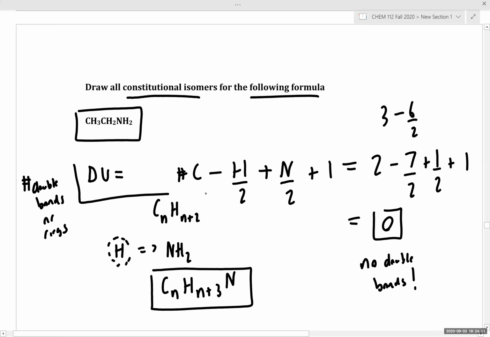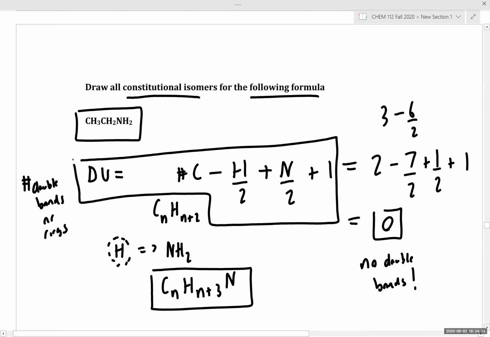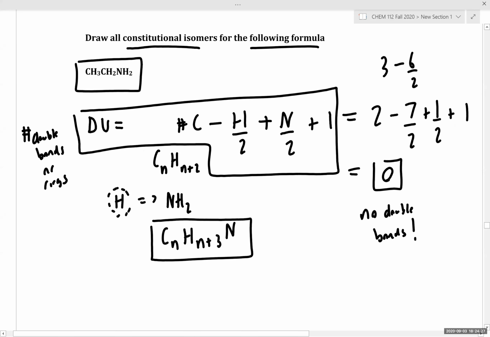So this is a formula that you'll want to be familiar with, and I'm showing you this now because if you choose to use it, it gives you a nice way of minimizing and reducing your options. So with that established, now that we know this structure has no double bonds or rings, I'd like you to draw as many constitutional isomers as possible for this structure.